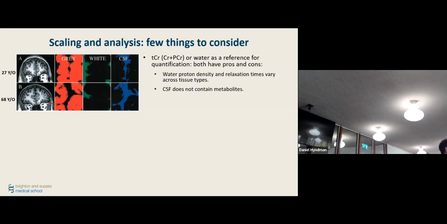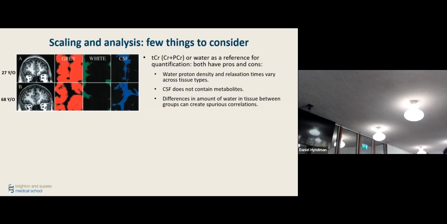And that means that if you scale your signal to the water signal and you don't take it into account, and you just increase a lot of CSF, which doesn't have any metabolite in it, you have an artificial reduction in the concentration of all metabolites without that actually happening. Concentration in tissue might not have changed at all. So the difference in the amount of water in tissue can create spurious correlations.